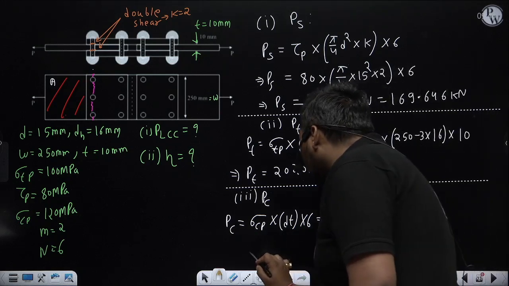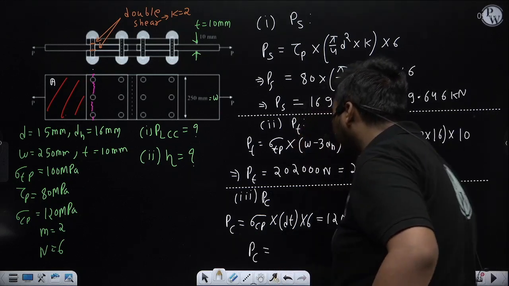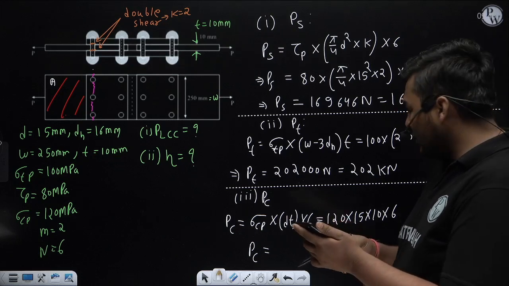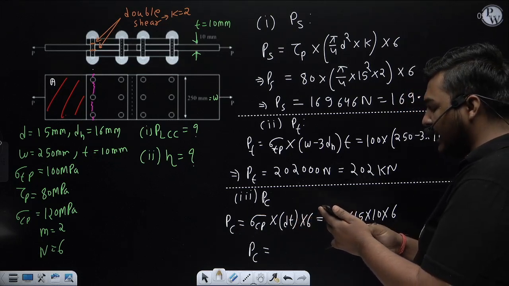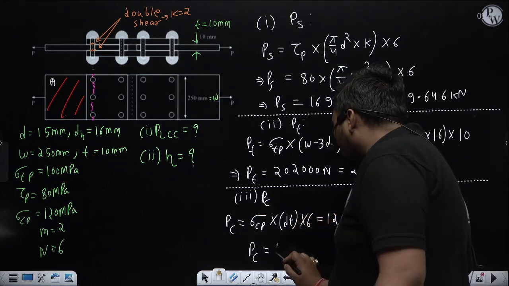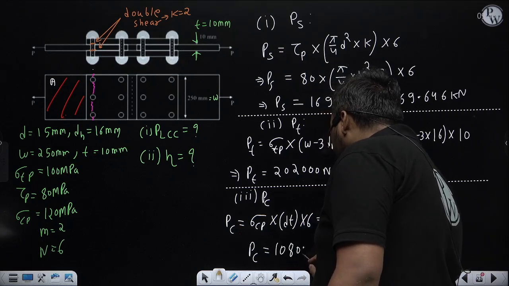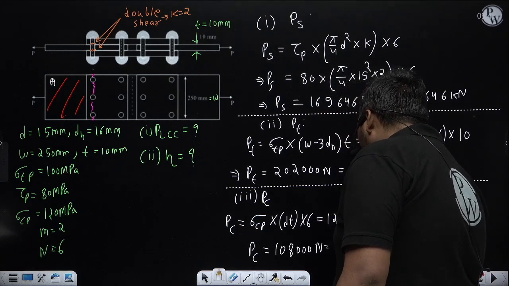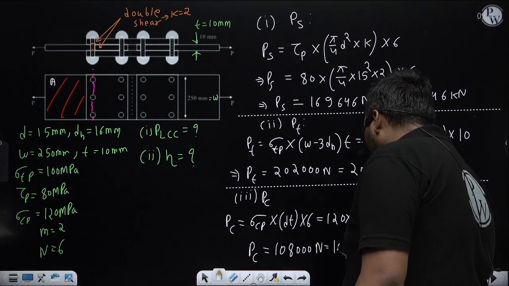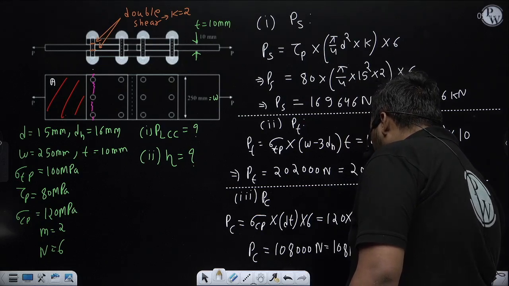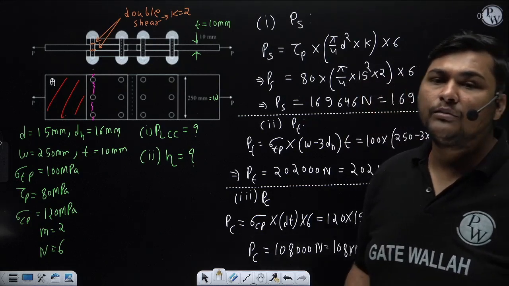So after solving, we will get the expression of crushing load carrying capacity, and it is coming 120 into 15 into 10 into 6. It is coming 108,000 newton. In kilonewton, it will be 108 kilonewton. So it is the crushing load carrying capacity of the system.